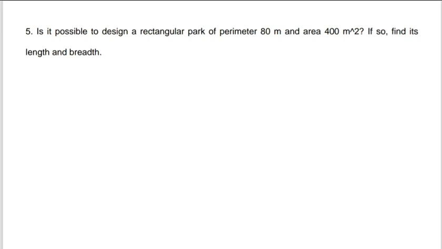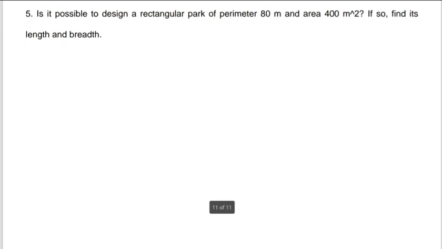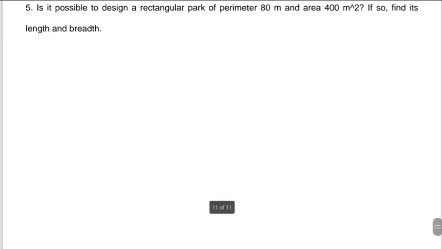We know the formula of perimeter as well as area. So let's start by the assumption method. Okay. Let length be y.